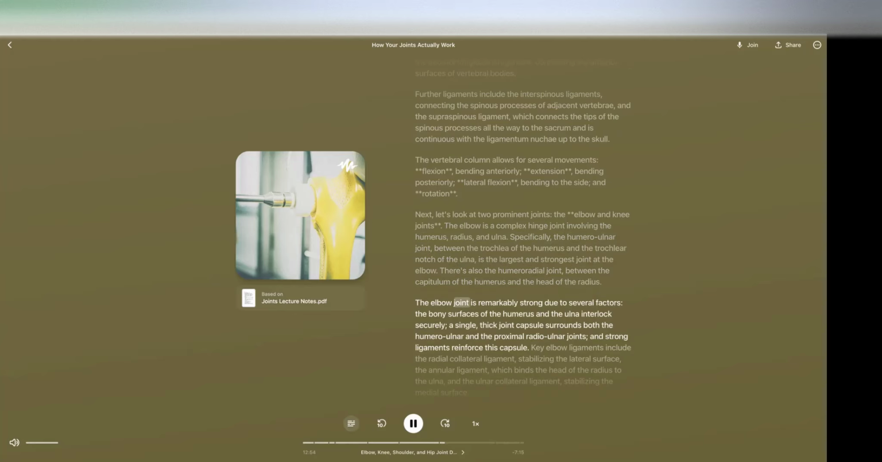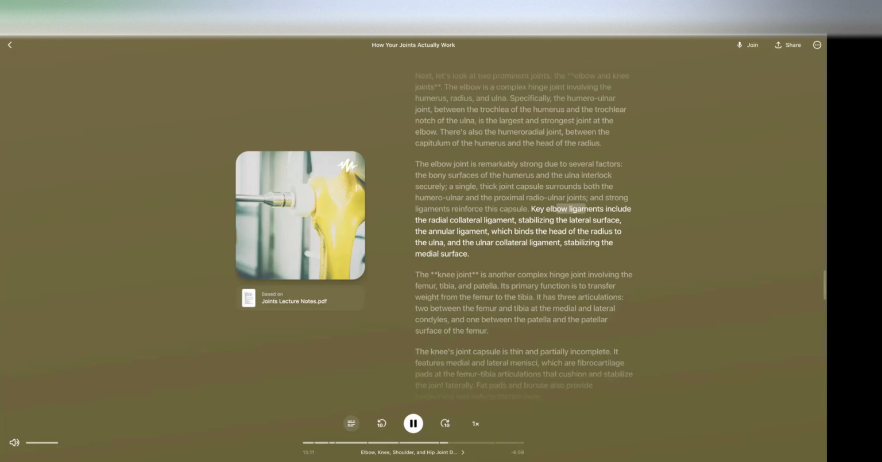The elbow joint is remarkably strong due to several factors. The bony surfaces of the humerus and ulna interlock securely. A single, thick joint capsule surrounds both the humero-ulnar and the proximal radio-ulnar joints, and strong ligaments reinforce this capsule. Key elbow ligaments include the radial collateral ligament, stabilizing the lateral surface, the annular ligament, which binds the head of the radius to the ulna, and the ulnar collateral ligament, stabilizing the medial surface.